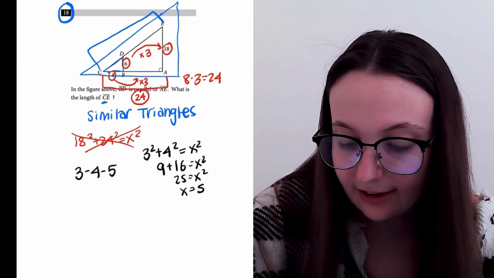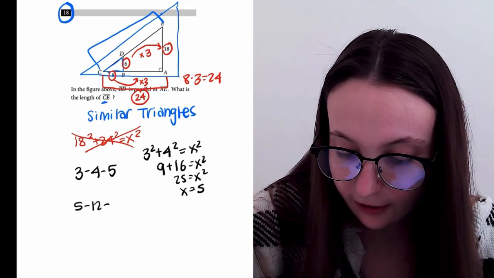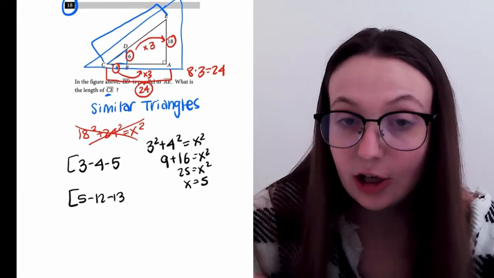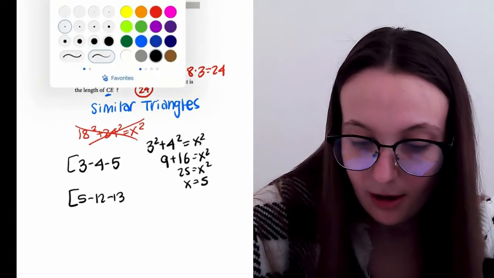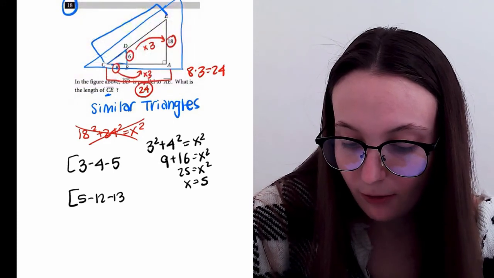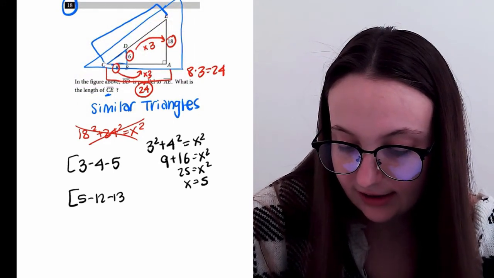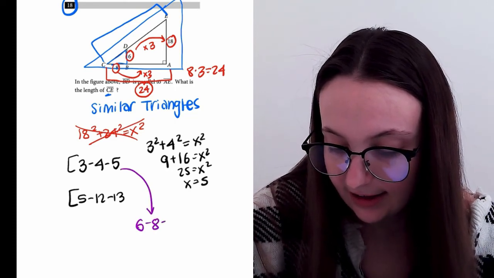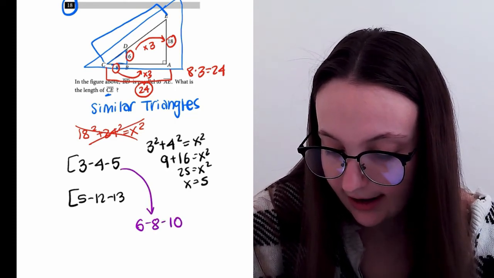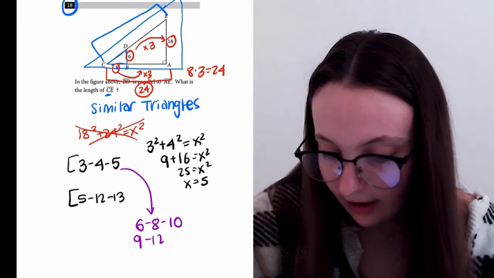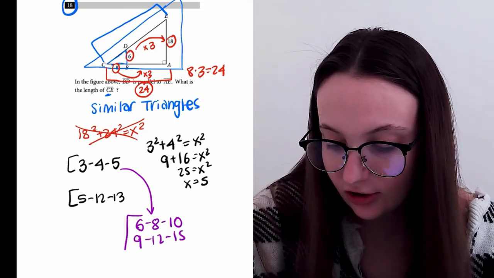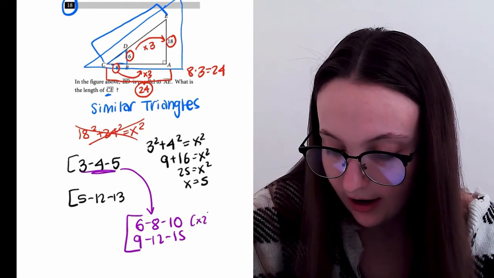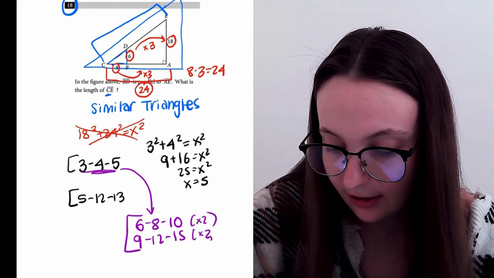And then there's also the 5, 12, 13. These are very common triples that they use on the SAT. You should have these committed to memory. But what we want to realize is that a 3, 4, 5 right triangle is the same exact thing as a 6, 8, 10 right triangle, or as a 9, 12, 15 right triangle, because these are just scaled versions of this. This is just multiplying everything by 2, and this is just multiplying everything by 3.